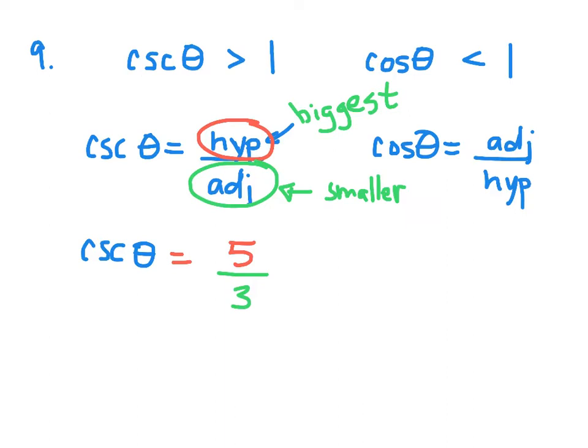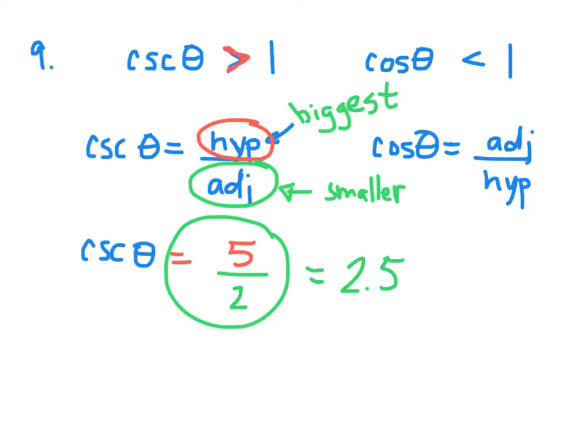So if the adjacent is smaller than the hypotenuse, you don't have to have the bottom number as 3. You could have the bottom number as anything less than 5. So you could choose the bottom number to be 2, and understand that 5 divided by 2 is 2.5. If you do this as many times as you want, whenever you do a bigger number divided by a smaller number, you're always going to get a fraction bigger than 1.